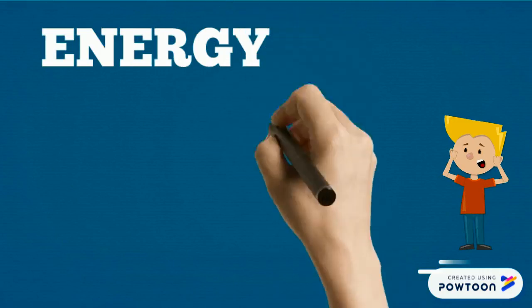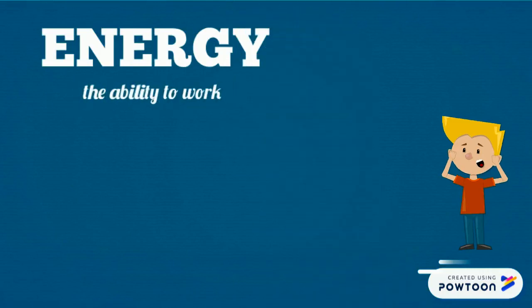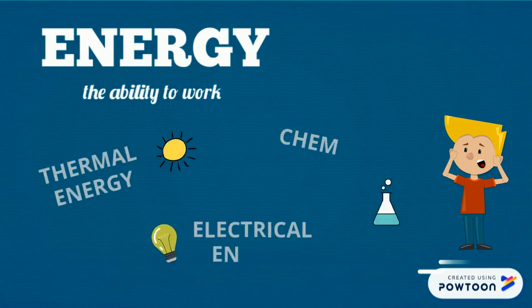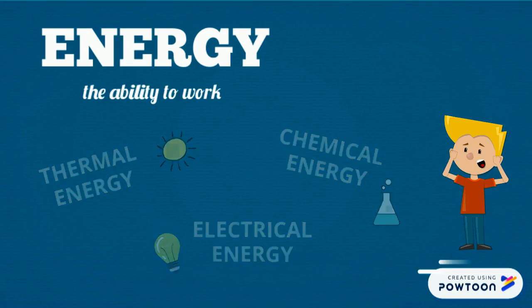Definition of energy. Energy is the capacity of doing work, and it can occur in potential, kinetic, thermal, electrical, and chemical forms. It has been stated that energy can neither be created nor destroyed.